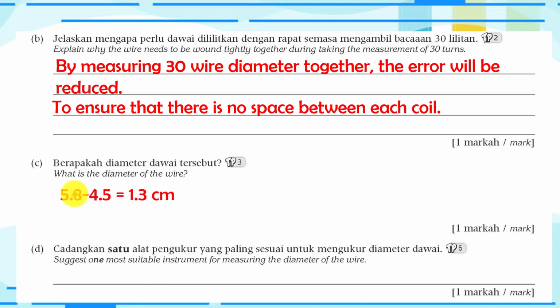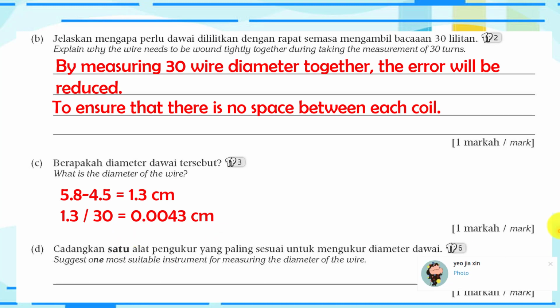Calculation. Okay, that one they show 5.8. Then you need to minus the earlier, they start 4.5. So I find 30 turns take 1.3 cm. So if I want to find 1 turn only, your answer should be 1.3 over 30. So 1 turn is only 0.043 cm.